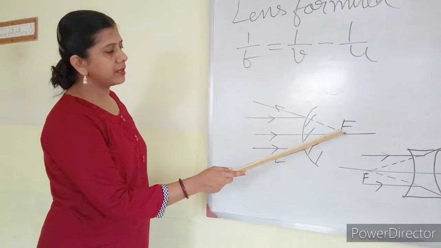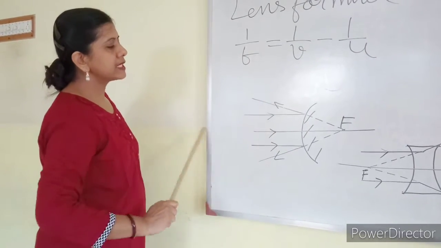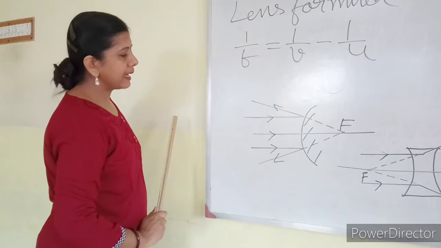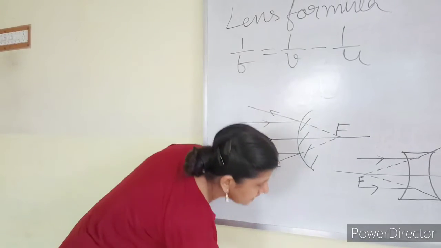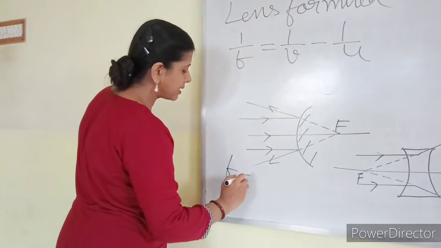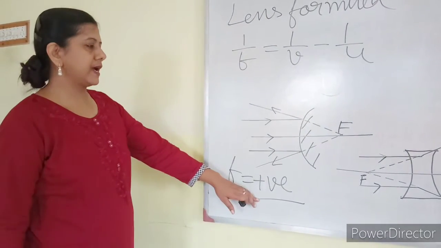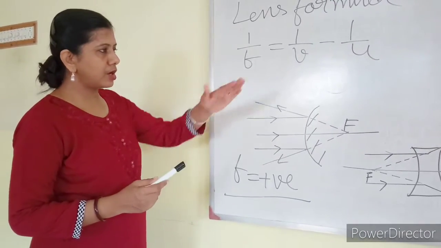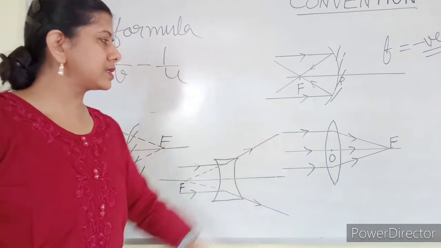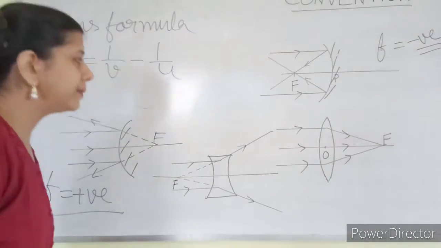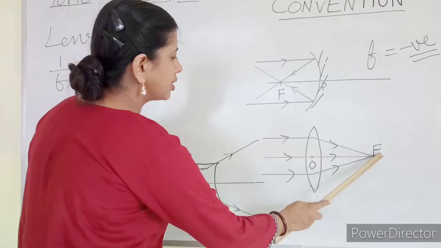So in convex mirror, which side is f? Light is coming from this side, and f is forming on the opposite side. When light is coming from one side and the focus point is on the opposite side, in this case I will take f as plus, that is, the value of focal length will be taken as a plus value. Now this is all about mirror. Now the lens: this is my convex lens. All of you know this is a convex lens. Here the ray of light is coming, and after refraction they are meeting on the opposite side.